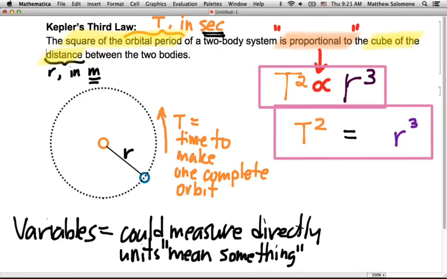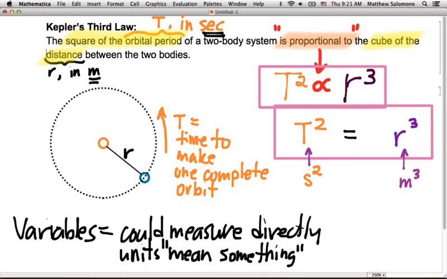What would the units of t squared be? Seconds squared, right? Because t is measured in seconds, and so the units of t squared would be square seconds, which is not really a unit that makes a whole lot of sense, but whatever. How about r cubed? Meters cubed, right. So meters cubed is actually a measurement of volume, which makes at least some physical sense, and yet still, we can't just set t squared equal to r cubed because the units are very different from one another. So how do we fix this?